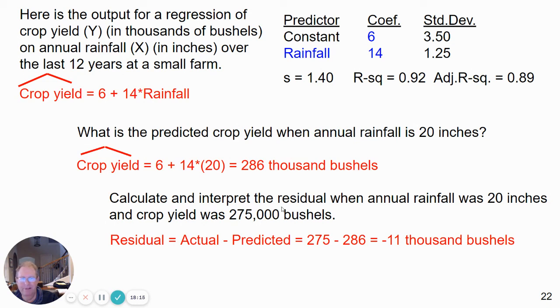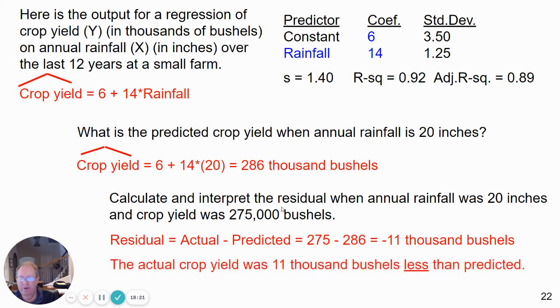We have a deficit of 11,000 bushels, a negative residual. So what does that mean? We have to interpret it. So here's how I interpret it. The actual crop yield was 11,000 bushels less than predicted.